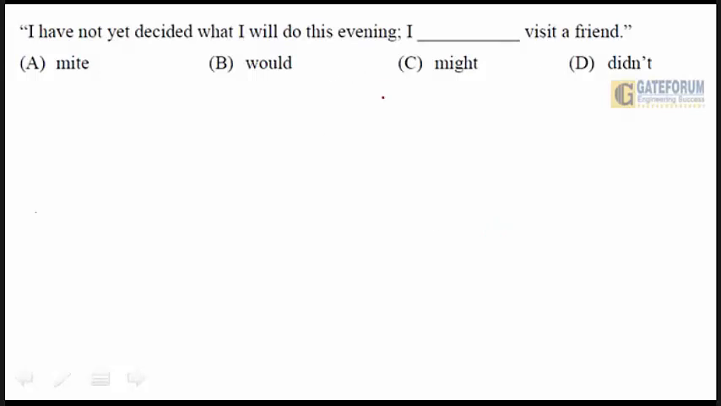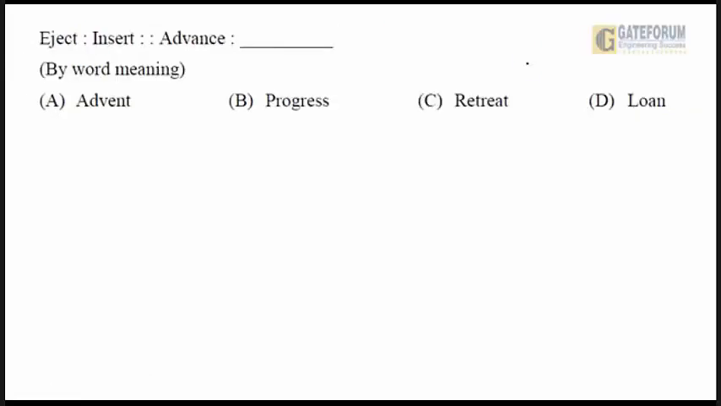I'm sure all of you might have hit upon this word. I might visit a friend. Mite is a sort of an insect that infests the skin and the hair, so that is not the correct spelling. I would visit a friend is the wrong application grammatically. Didn't visit a friend does not apply here, and hence of course might is the correct one. Let's move on.